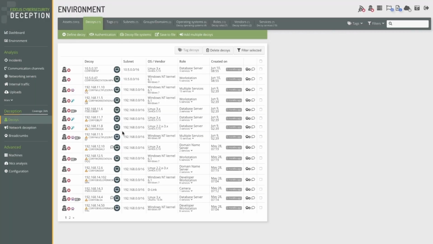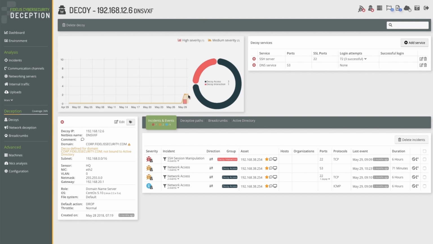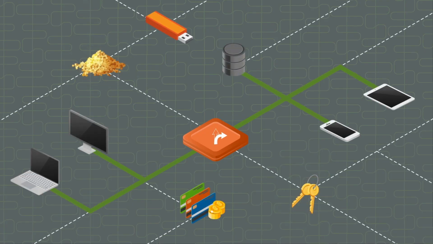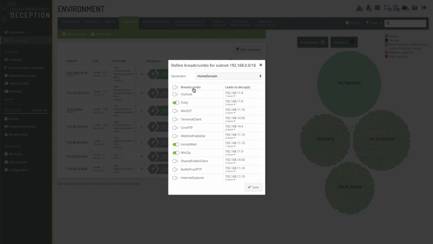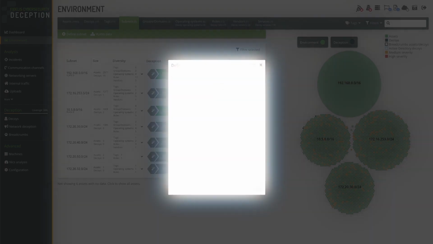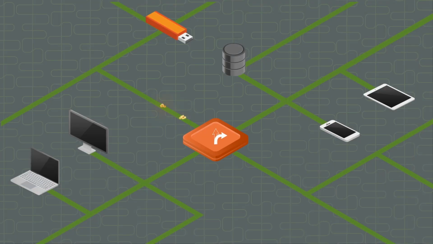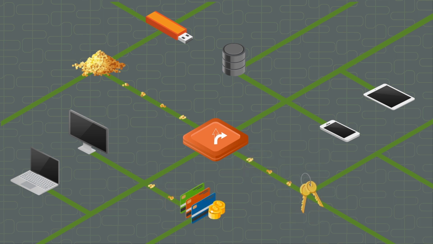Disguises your cloud and network with decoys that emulate real assets and services and adapt to your changing environment with no risk to data or operations. Creates breadcrumbs for your endpoints to lure attackers and malicious insiders away from your critical assets toward decoys on your network and in Active Directory.